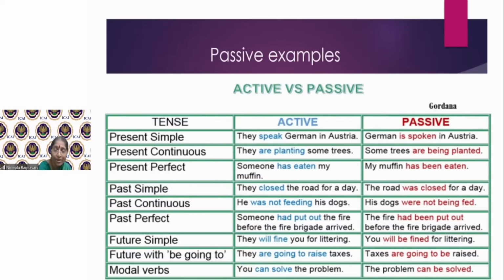Okay, future with going to. They are going to raise taxes. Taxes are going to be raised. Then modal verbs: you can solve the problem. The problem can be solved. So when you have modal verbs, you have to use that in your passive also.